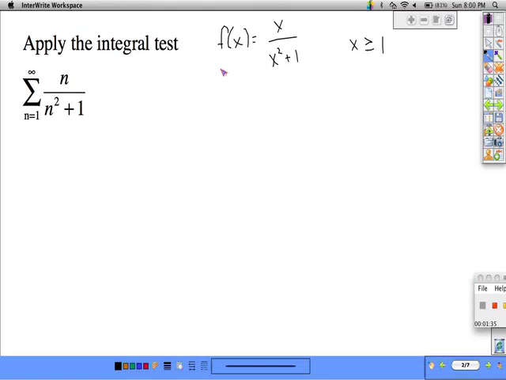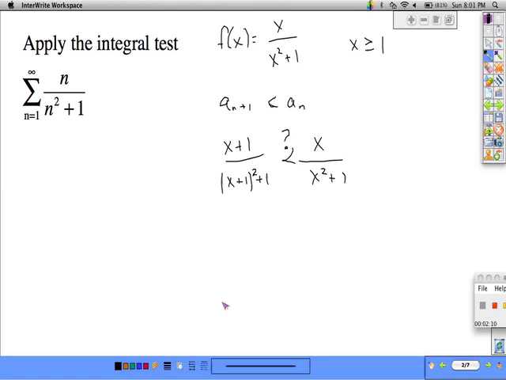And then what we now have to determine is whether or not it's decreasing. What that means is that a sub n plus 1 is going to be less than a sub n. We're going to look at this in a general case. So the n plus 1 term, we'd have x plus 1 over x plus 1 squared plus 1. The big question is, is that less than x over x squared plus 1?